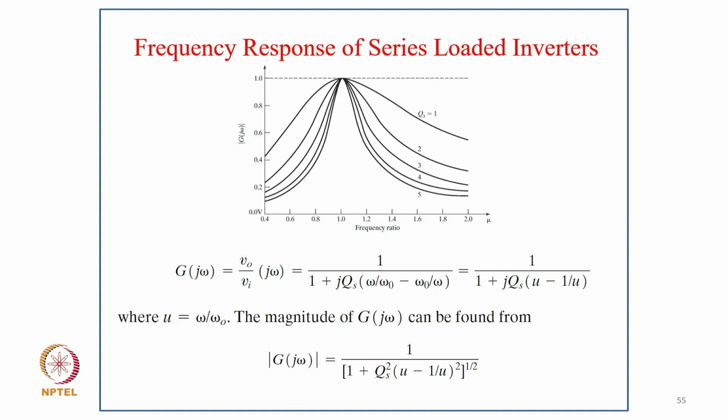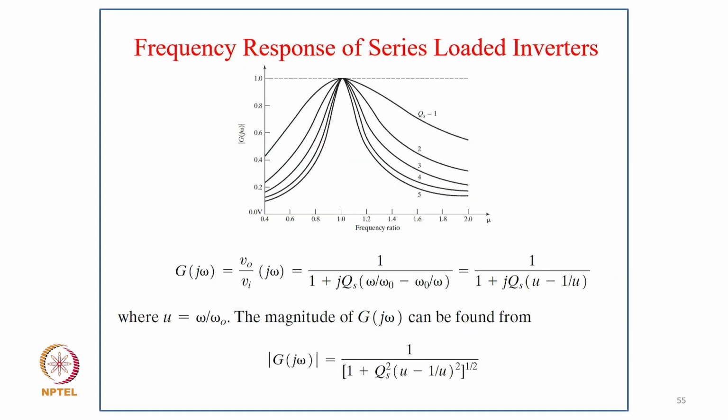And you can see the frequency response for different quality factors, with the frequency variation and the gain. So G of j omega equal to Vo upon Vi as a function of j omega, and that is equal to 1 upon 1 plus jQ in bracket omega by omega 0 minus omega 0 upon omega, and that is equal to 1 upon 1 plus jQ in bracket u minus 1 upon u, where u equal to omega upon omega 0. The magnitude of G can be found from G equal to 1 upon square root of 1 plus Q squared in bracket u minus 1 by u squared.